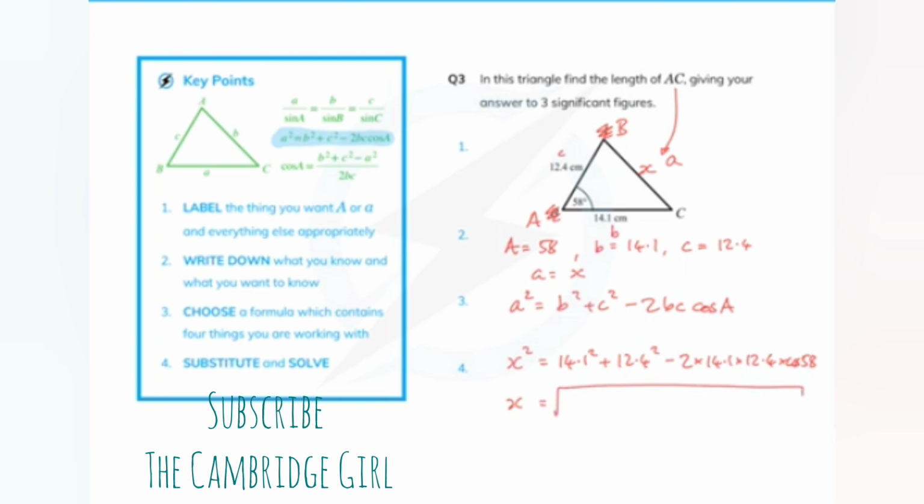I'm going to write it out again just so that I can check what I'm putting into my calculator. 14.1 squared plus 12.4 squared minus 2 times 14.1 times 12.4 times cos 58. And if you type all of that into your calculator correctly and round to 3 significant figures, you will get 12.9 centimeters. So, be methodical, label your triangle correctly, do the standard exam thing of writing down what you know and what you want to know, choose a formula, substitute, and solve.